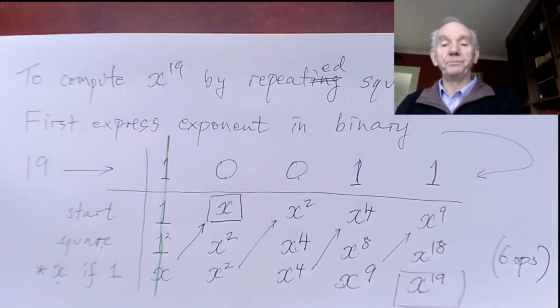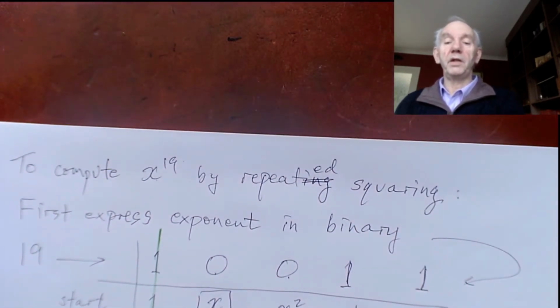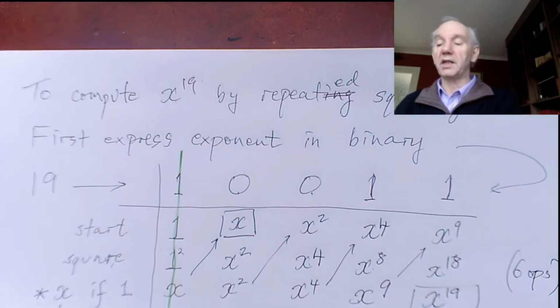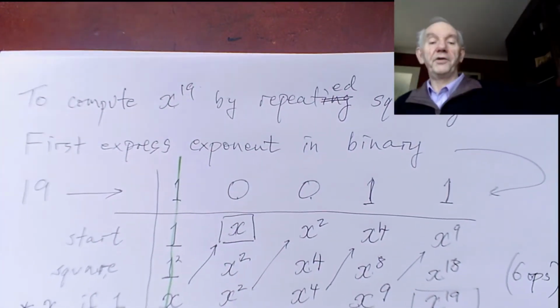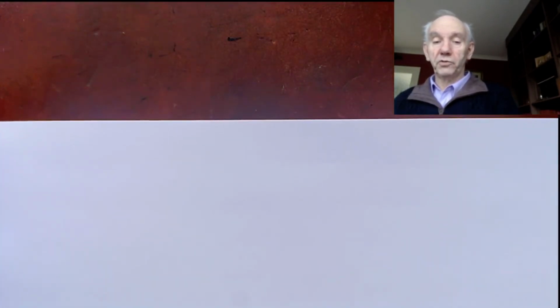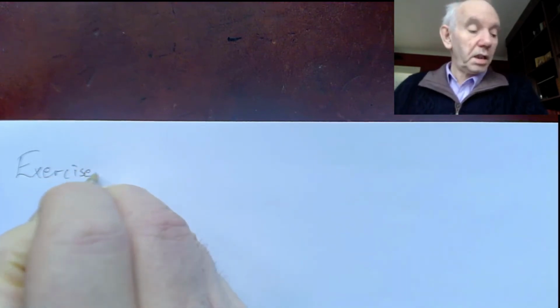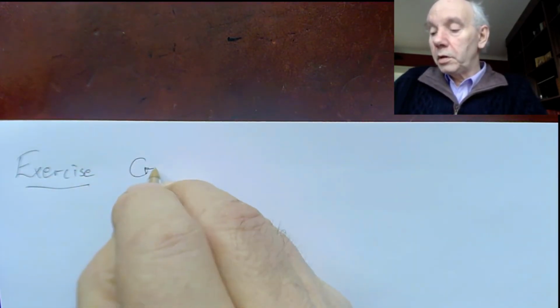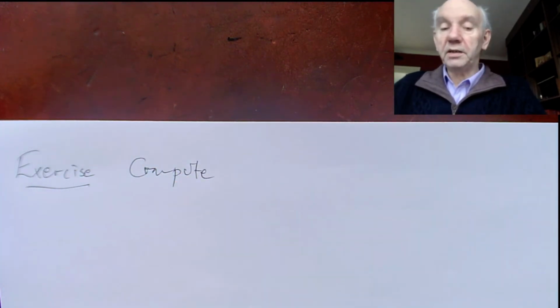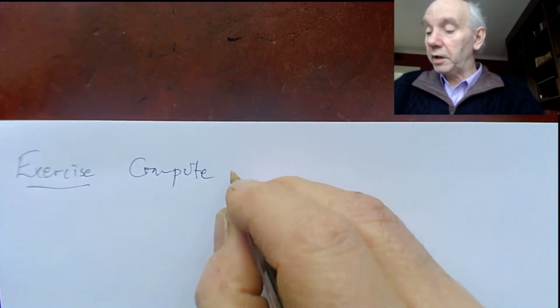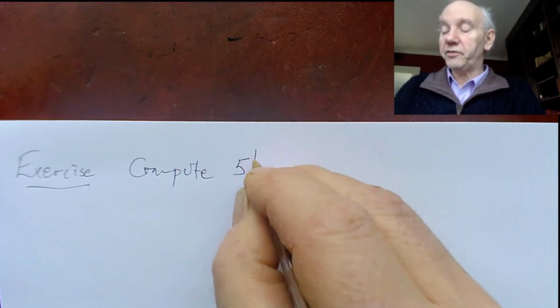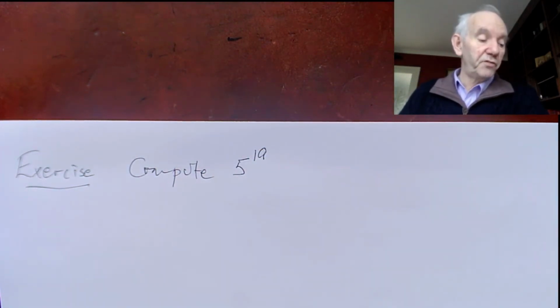Okay, now let me do an exercise to explain this, and I'll still use the exponent 19. Here's an exercise. Compute, well, I'll actually give you 2 exercises in one. I'll only do the second one. x here is going to be 5, makes it easy. 5 to the power 19.